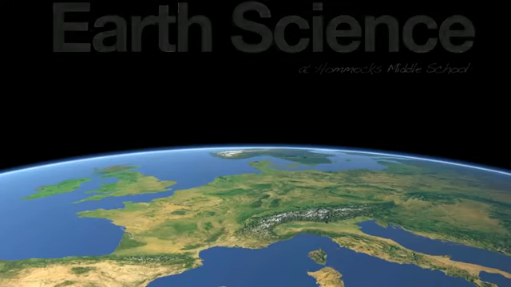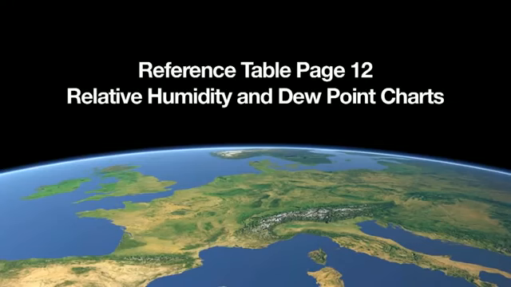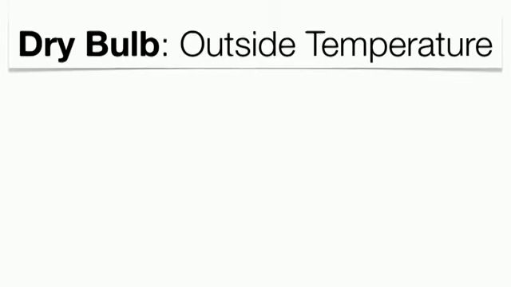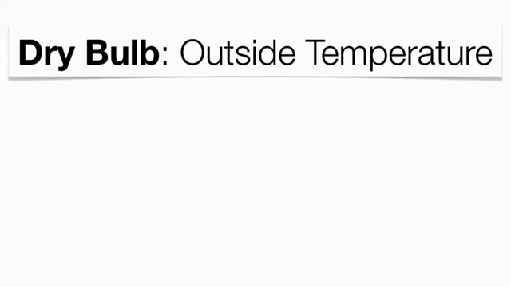Today we're going to be talking about page 12 in the reference table, your relative humidity and dew point charts. Now these charts can be very important for you to be able to identify the amount of moisture in the atmosphere, but there are some key terms that you're going to have to be able to identify. First off, that's going to be your dry bulb. Dry bulb is just very simply going to be the outside temperature.